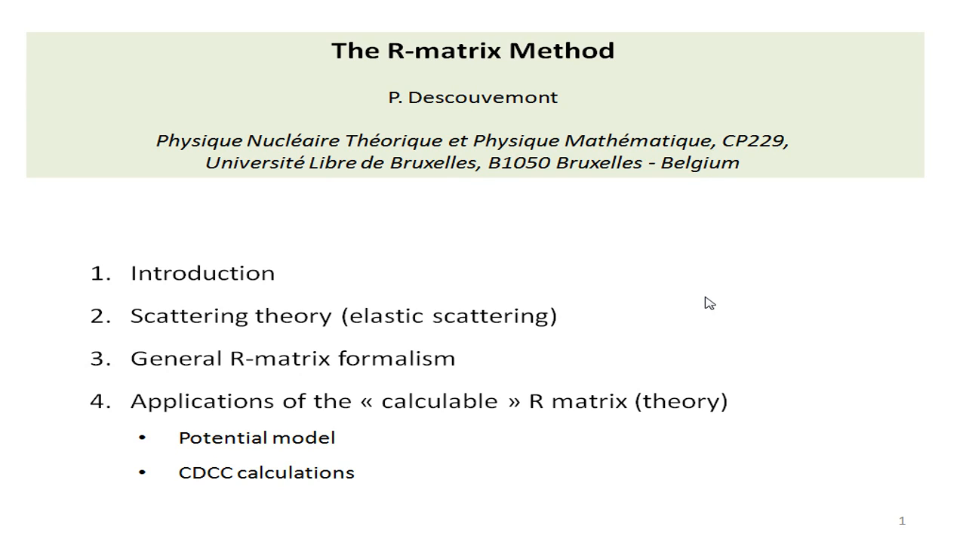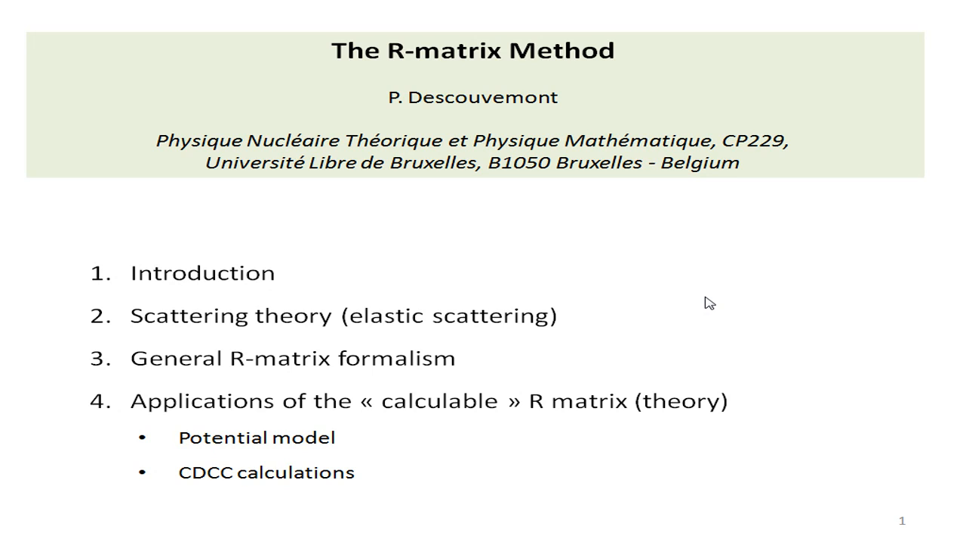Okay, so we start 2 days with the R-matrix, 2 long days with the lectures in the morning and exercises in the afternoon. So I will show you that the R-matrix is an important tool not only for experimentalists but also for theoreticians. There are two aspects of the R-matrix. One is to solve the Schrödinger equation. This is essentially targeted to theoreticians.